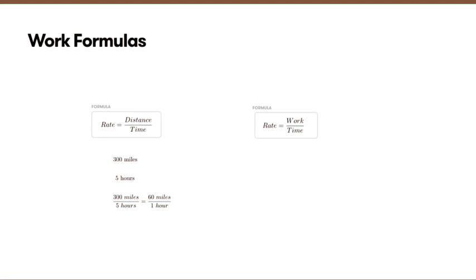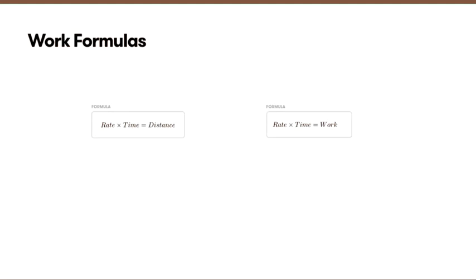Now, let's say we're told that Bob produces 300 pencils, so he has a work of 300 pencils, and that he works for 5 hours. His rate of production is going to be his total work of 300 pencils divided by the time that he worked of 5 hours to arrive at a rate of production of 60 pencils per hour.